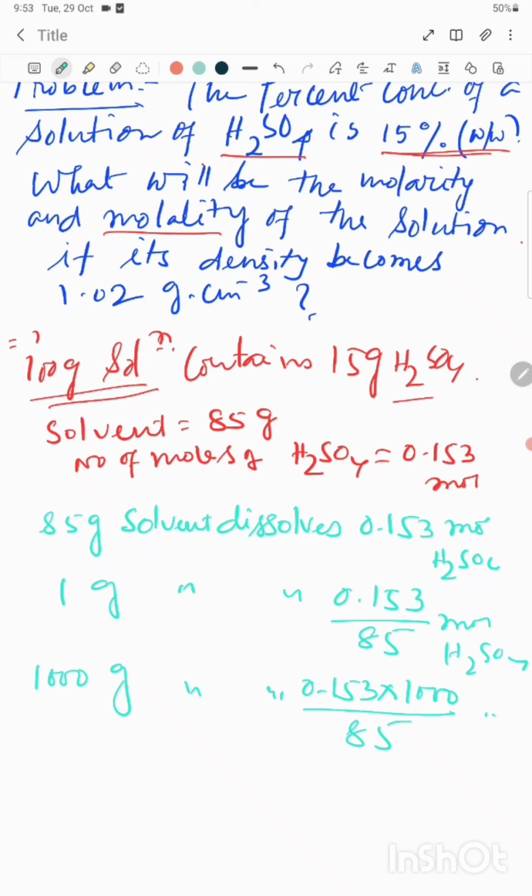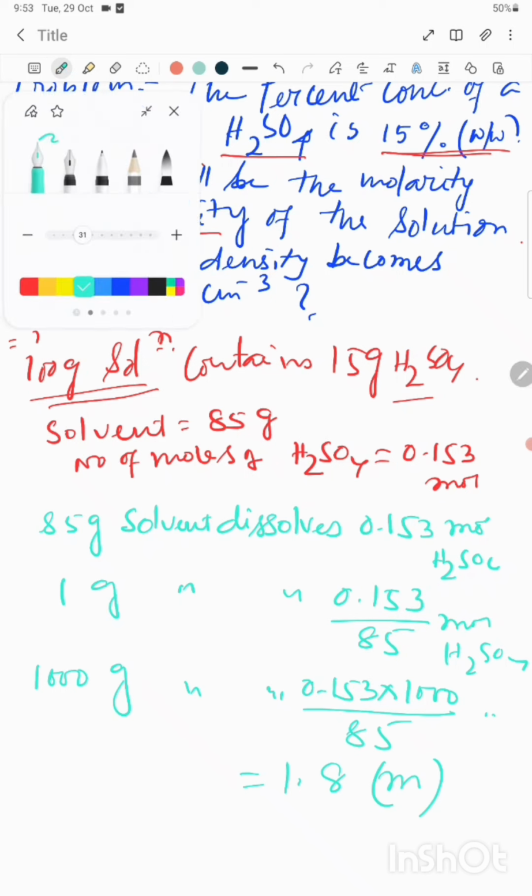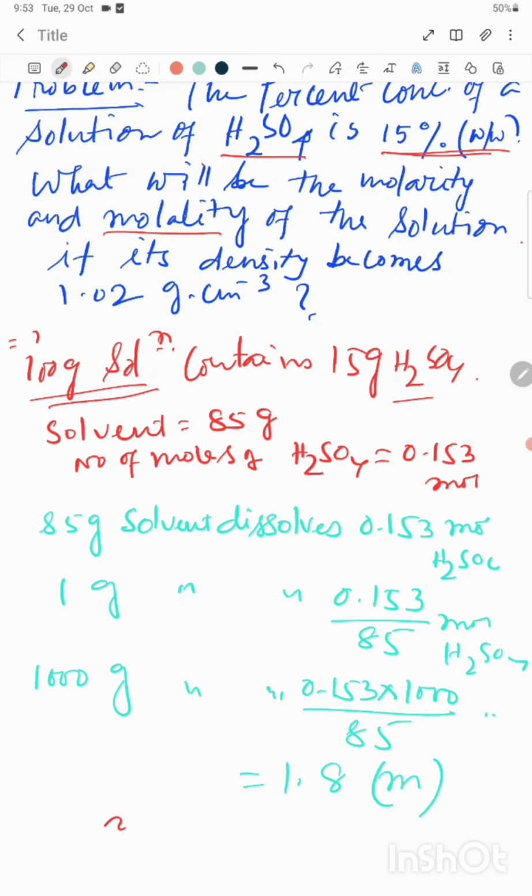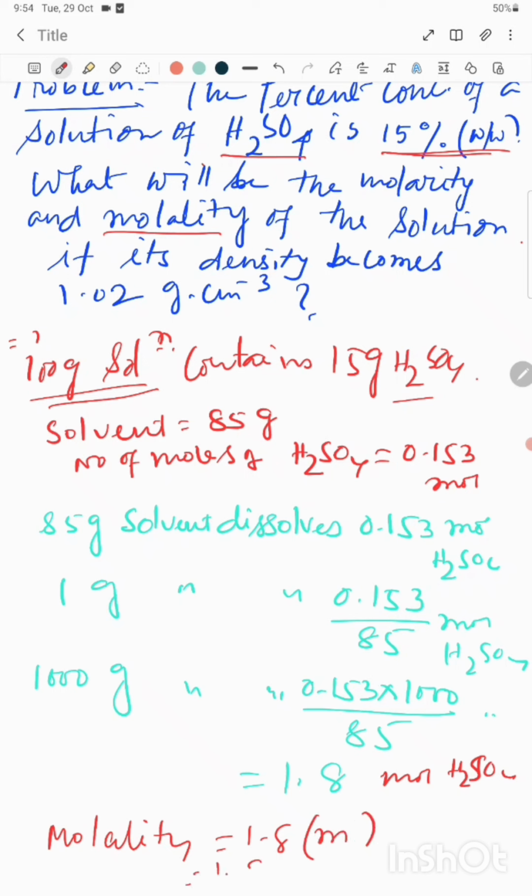If you calculate, then it will come 1.8. The indication is small m, that means mole per kg. So this will be the molality. So molality equals 1.8 mole H2SO4. So ultimately when you write molality, you can write 1.8 small m, or you can write 1.8 mole per kg. So this will be the calculation of molality.